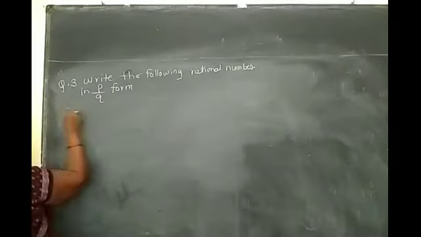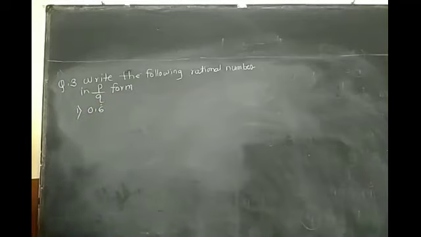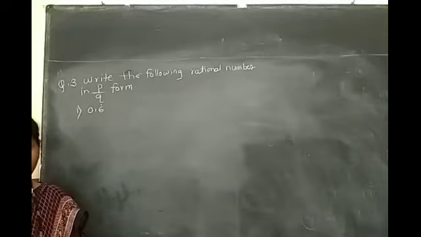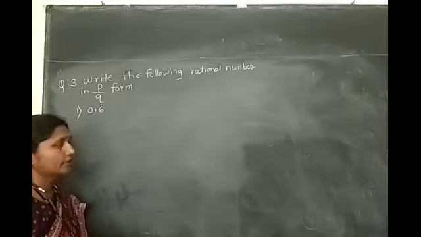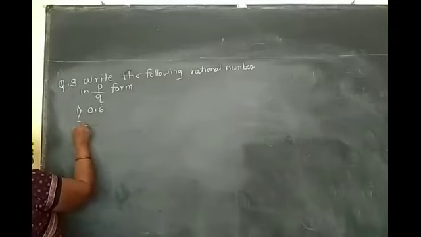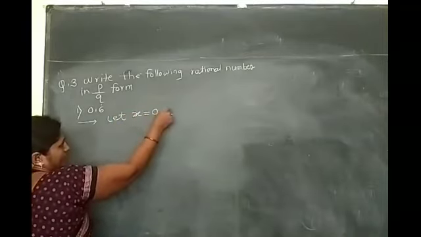Then we solve the other examples by the division method and find the decimal forms in your notebook. Now the next example is 0.6 recurring. In this example, one decimal digit is repeated. Remember: if 1 decimal digit is recurring, we multiply the number by 10. If 2 decimal digits are recurring, we multiply by 100, and if 3 decimal digits are recurring, we multiply by 1000. Then we consider the given number to be x.